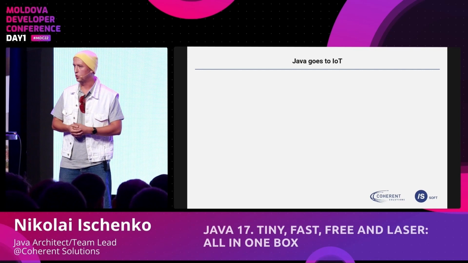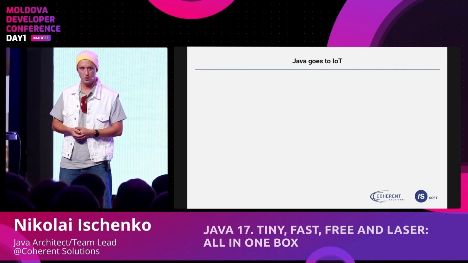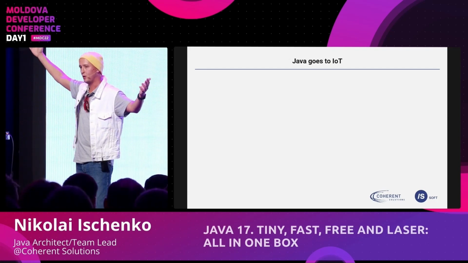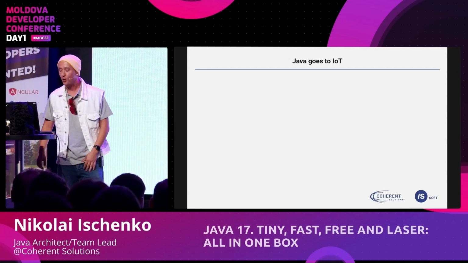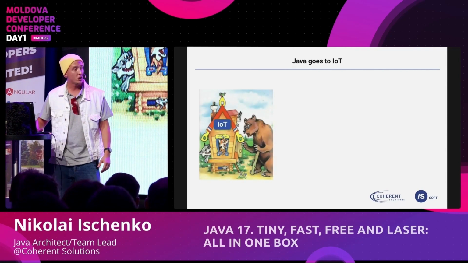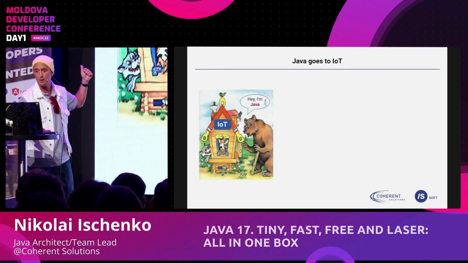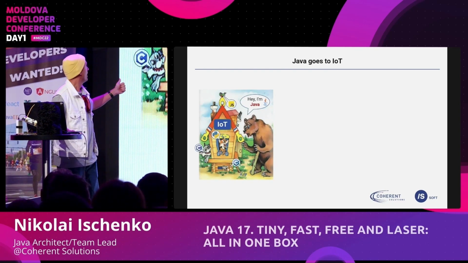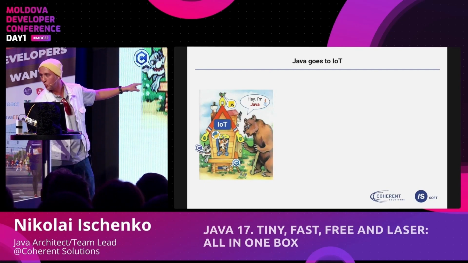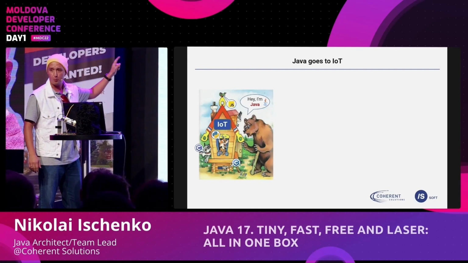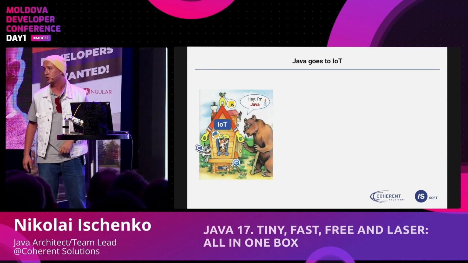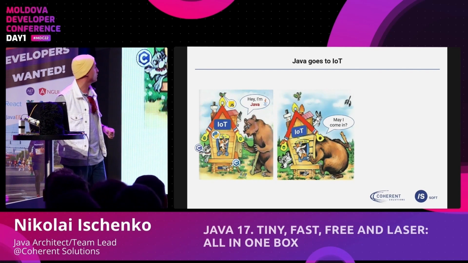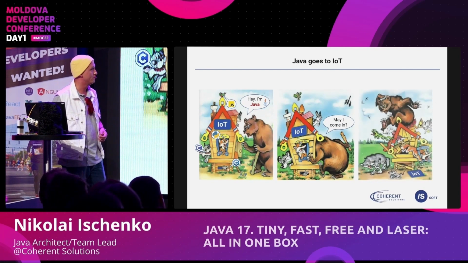Do you know the fairy tale Teremok in Moldova? Please raise your hand. Who knows this Teremok? What a lovely audience. In the case of Java and the IoT world, Java looks like a big bear who asks, hey, I'm Java, can I come in? And in the IoT house, we already have Python, C, C++, and JavaScript. Can we live together with Java? May I come in?